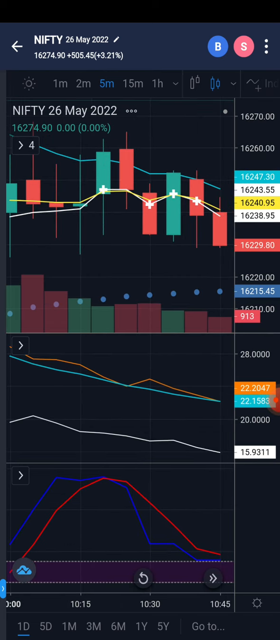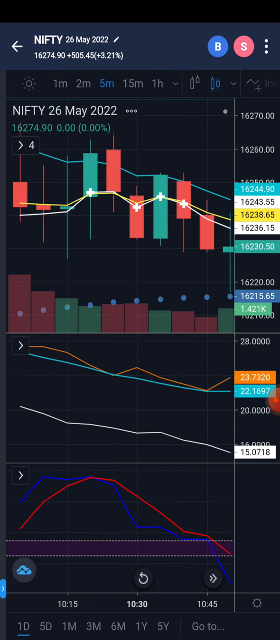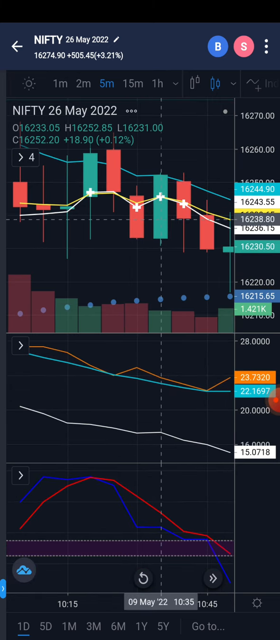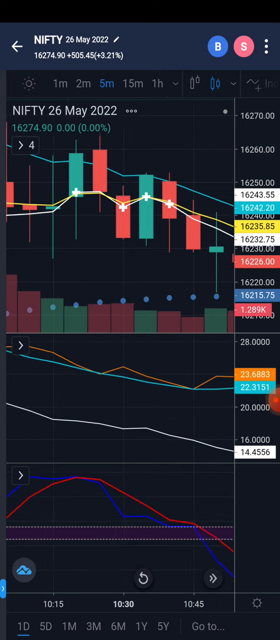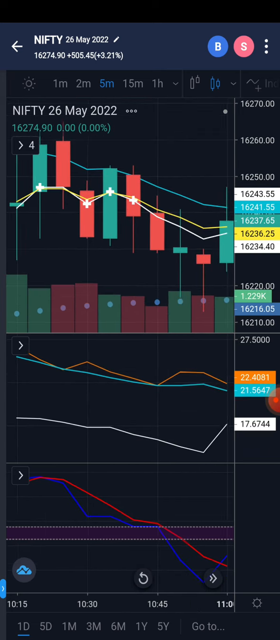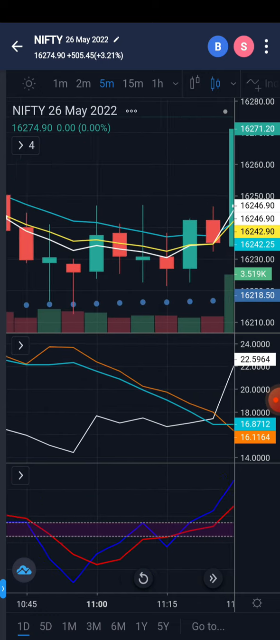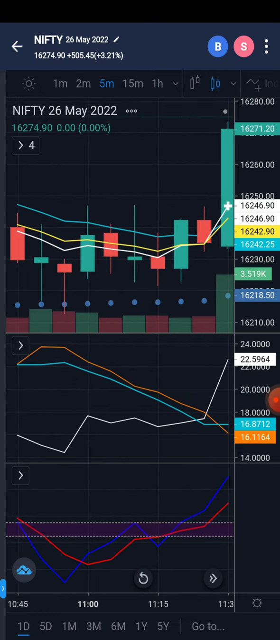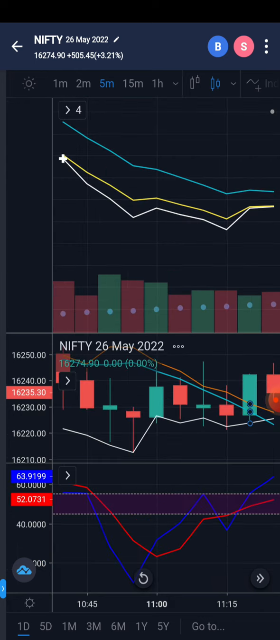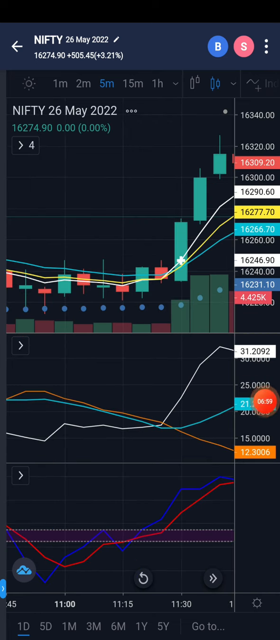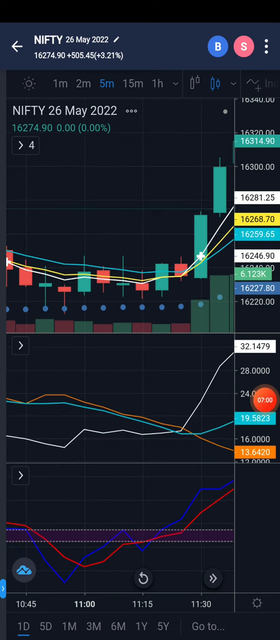Let's see here. It's coming, it's above VWAP, but the trend line is negative, so we will exclude it. We will see if you have bought it, taken a risk, and you could have bought something. Here there is a crossover. So here there is a crossover.